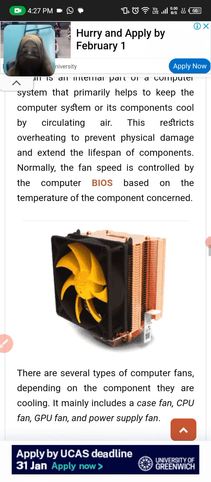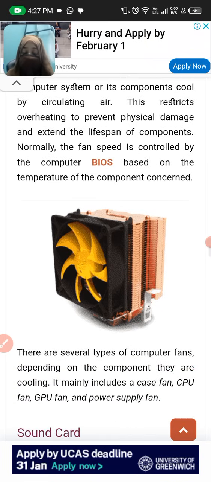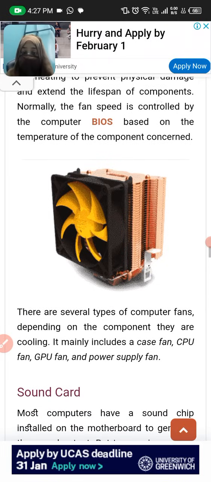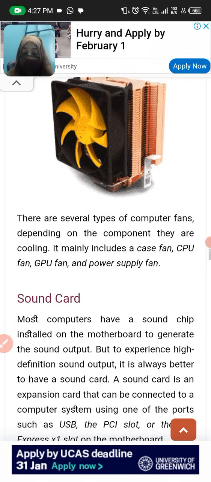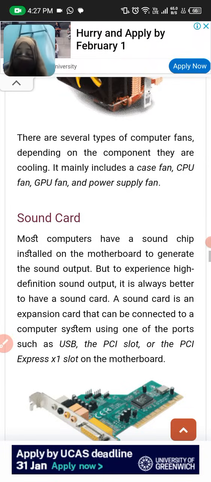Normally, the fan speed is controlled by the computer BIOS based on the temperature of the component concerned. There are several types of computer fans depending on the component they are cooling. It mainly includes a case fan, CPU fan, GPU fan, and power supply fan.